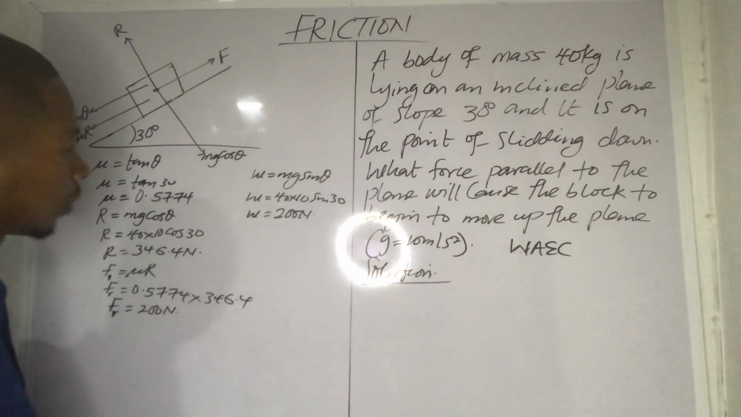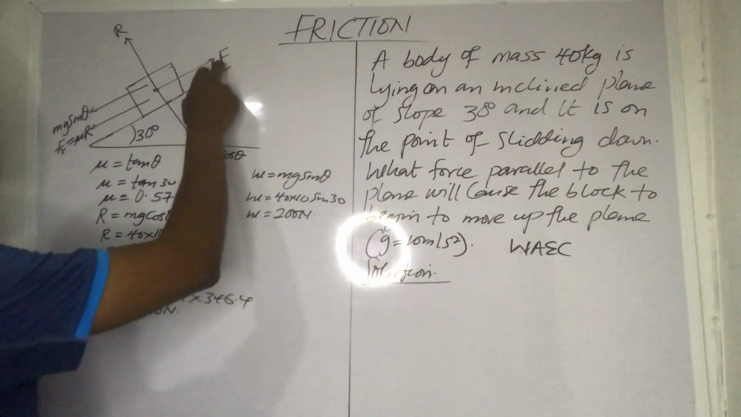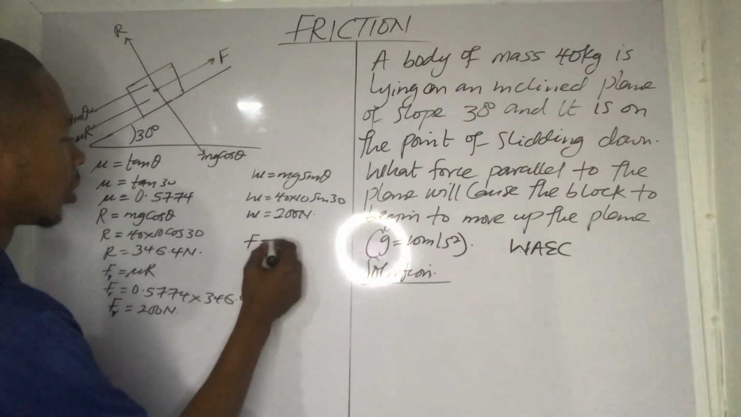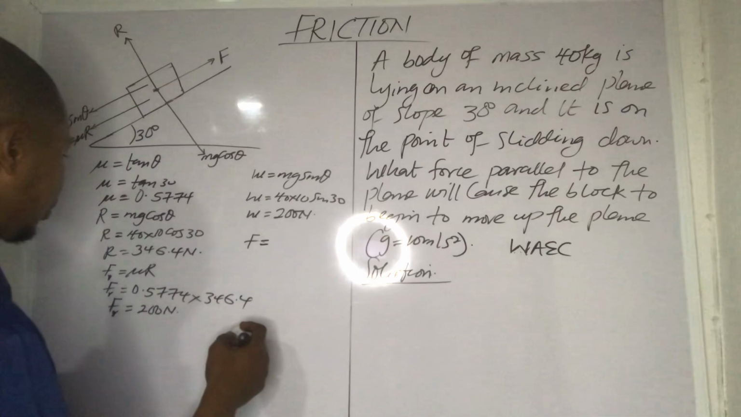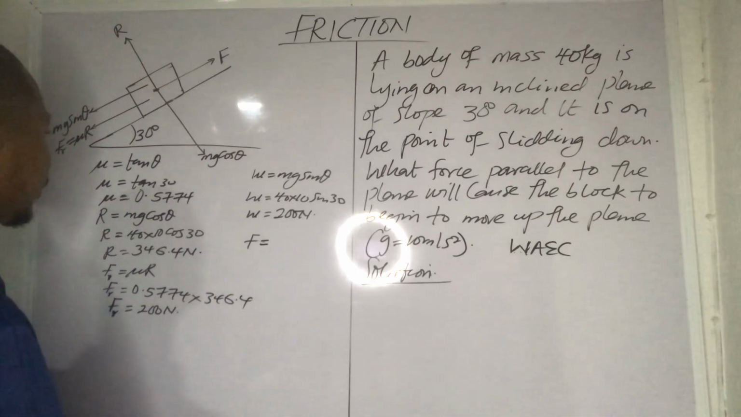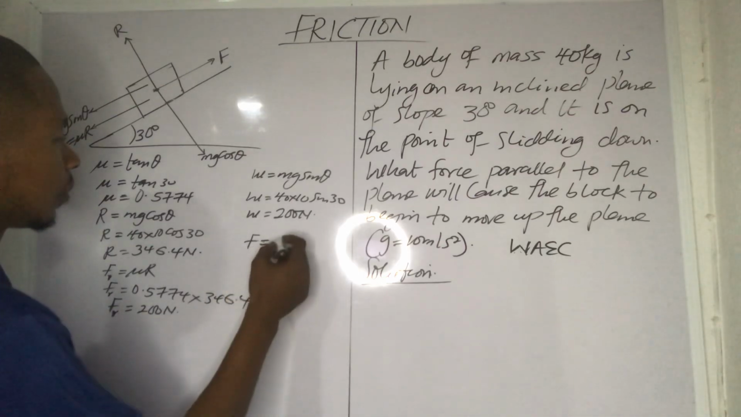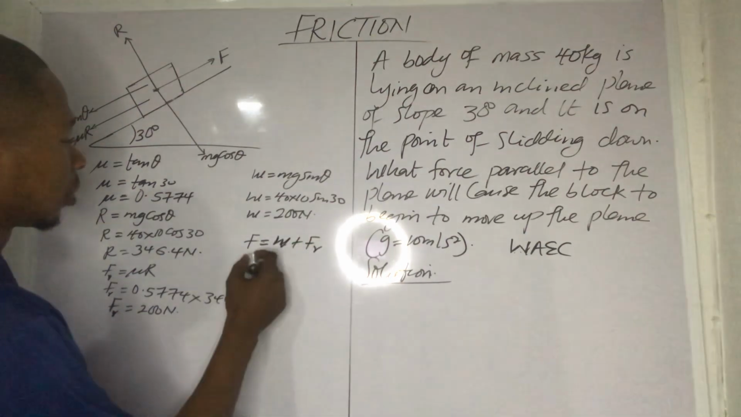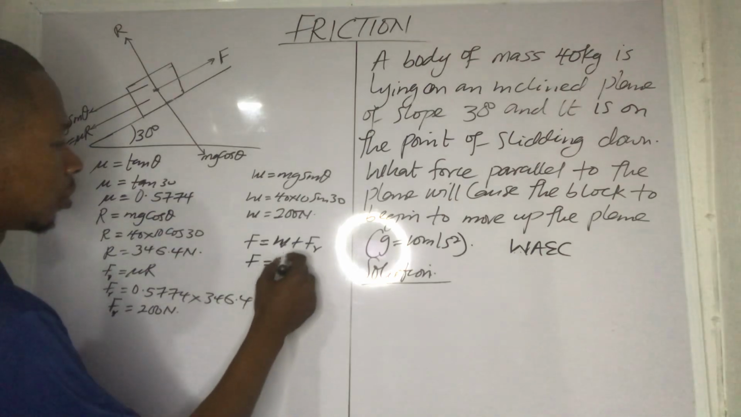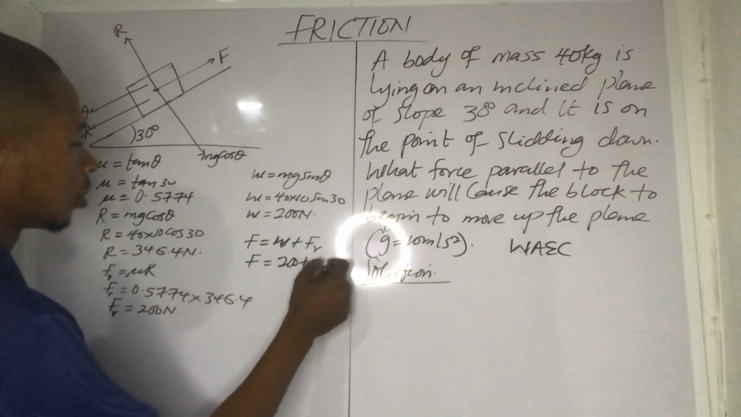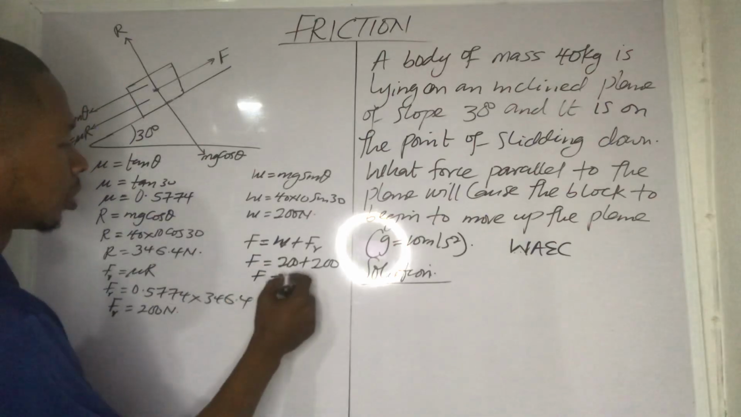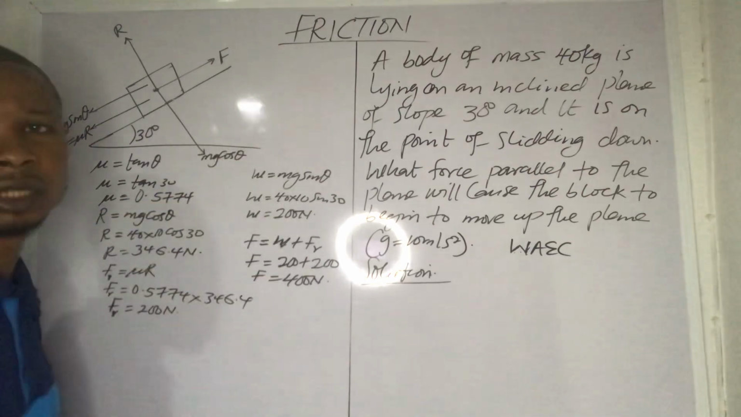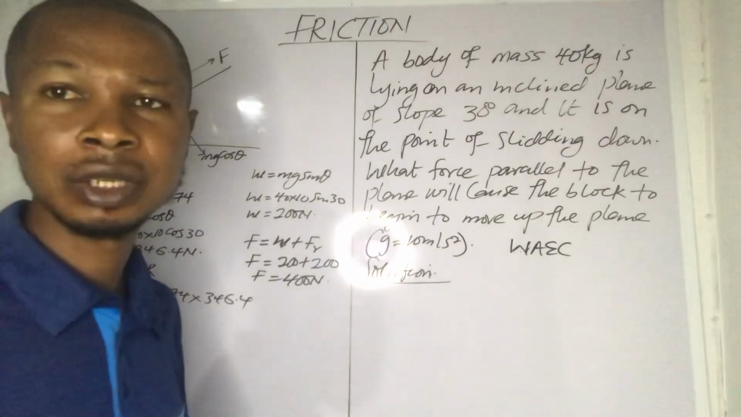Then if I add together the forces dragging the body downward, F is equal to W plus Fr. Then F will be equal to 200 plus 200. That's 400 Newton. So the force that will drag this body upward is 400 Newton.